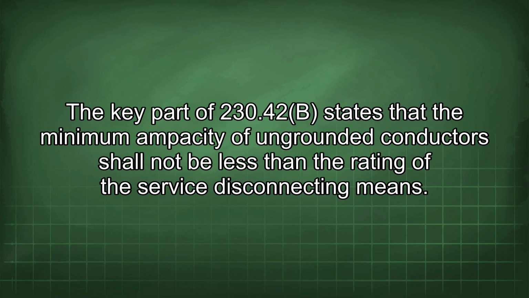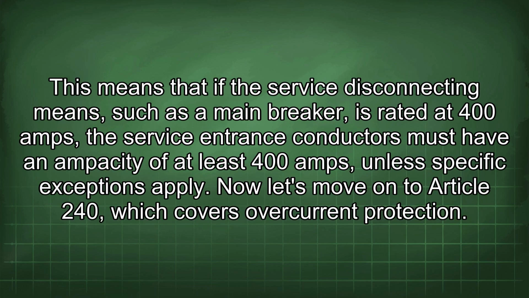The key part of 230.42(b) states that the minimum ampacity of ungrounded conductors shall not be less than the rating of the service disconnecting means. This means that if the service disconnecting means, such as a main breaker, is rated at 400 amps, the service entrance conductors must have an ampacity of at least 400 amps, unless specific exceptions apply.